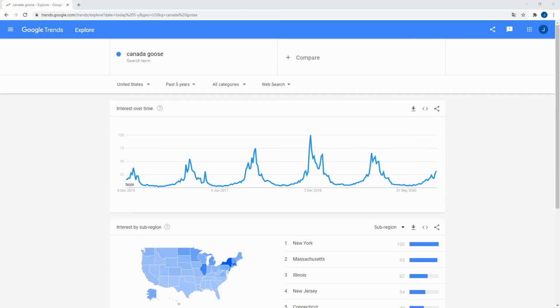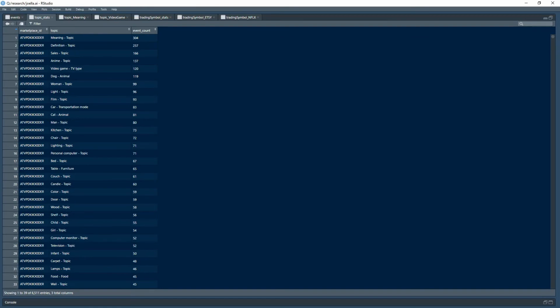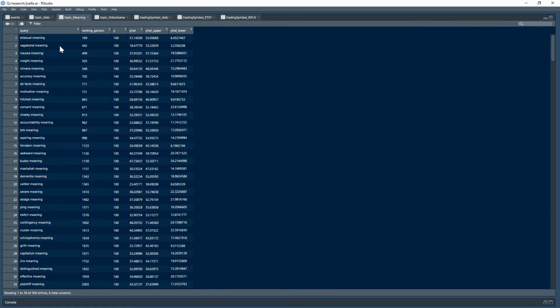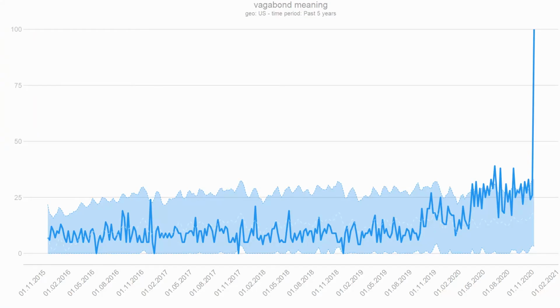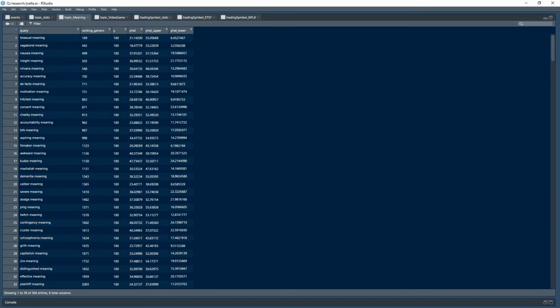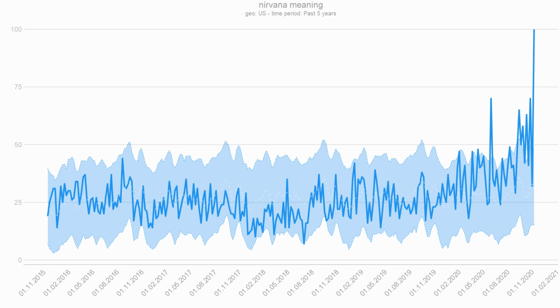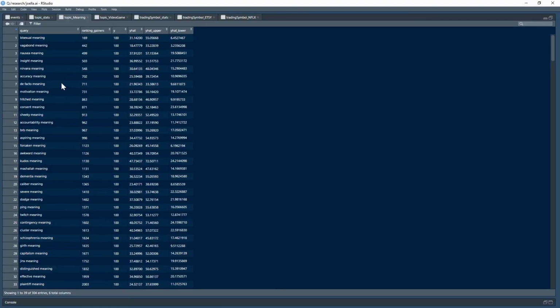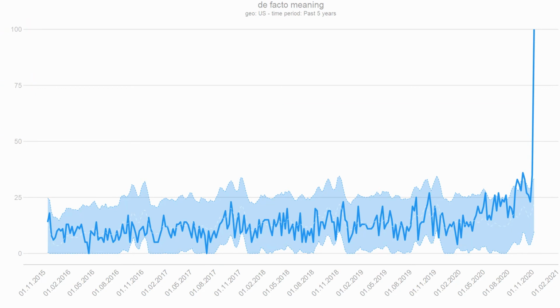So the next step, step 4, is to identify clusters. First, let's utilize the topic information Google provides. The first topic is meaning. Let's take a look at the trending keywords associated with that topic. Vagabond meaning, Nirvana meaning, and here de facto meaning. All of those keywords are trending, but I don't see a straightforward investment opportunity.